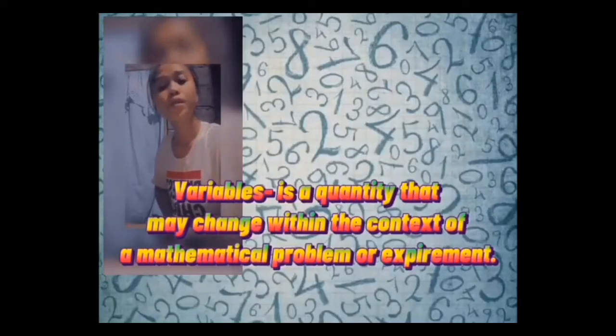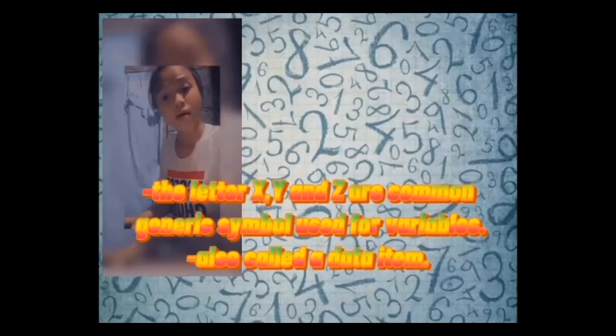A variable is a quantity that may change within the context of a mathematical problem or experiment. The letters X, Y, and Z are common generic symbols used as variables, also called data items, defined as alphabetical characters that express a numerical value or a number.